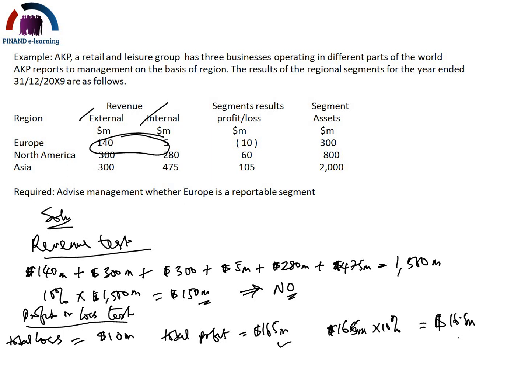Now let's look at this. The loss of Europe is $10 million. It is less than 16.5 million. It's not up to 10% of the total profit, which is the greater of the absolute amount of total profit and total loss. So here is also no. Doesn't meet that test.